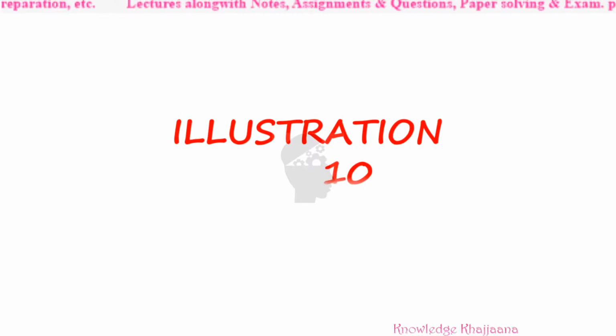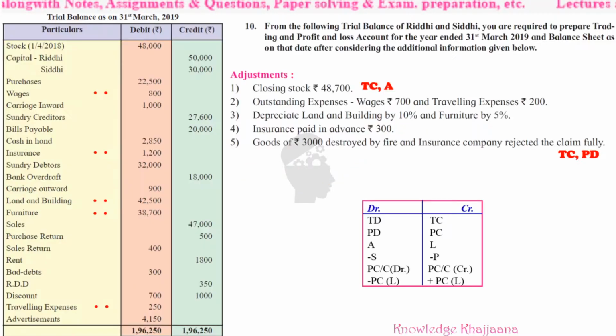Now let's go to illustration number 10, that is the last illustration. From the following trial balance of Riddhi and Siddhi, you are required to prepare trading and profit and loss account for the year ended 31st March 2019. All the things you have to prepare, and balance sheet as on that date after considering the additional information given below. So the adjustments have been given below.